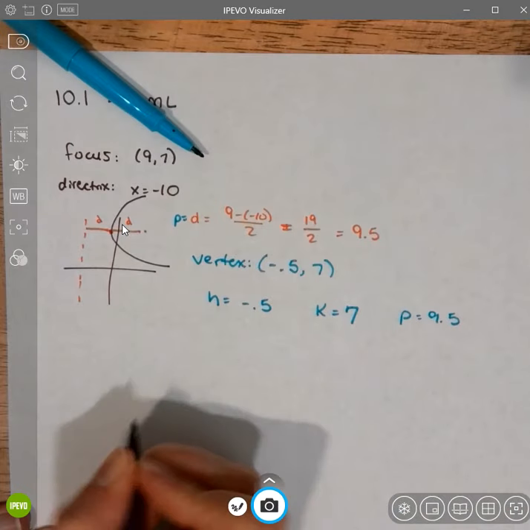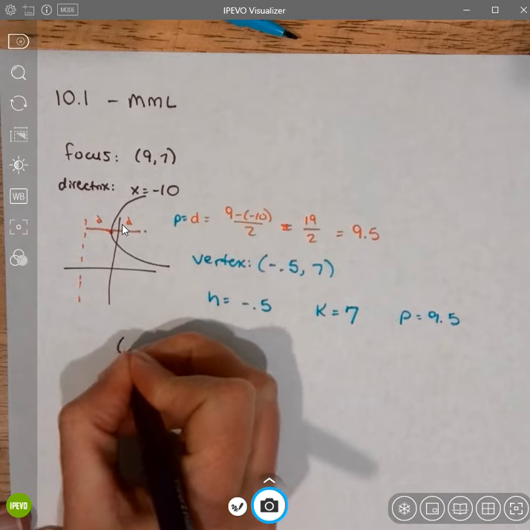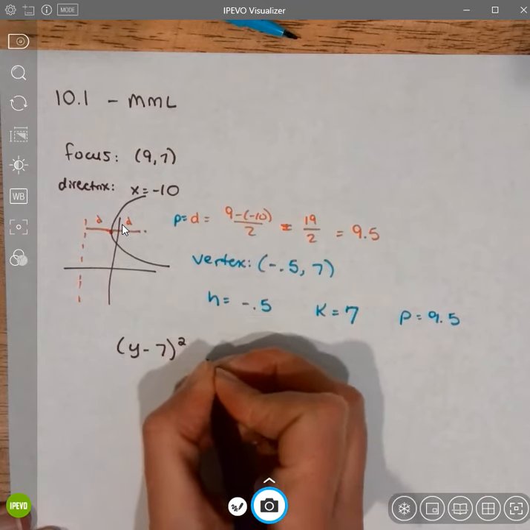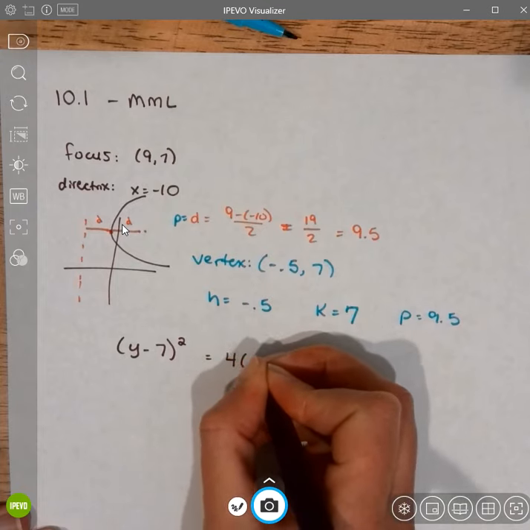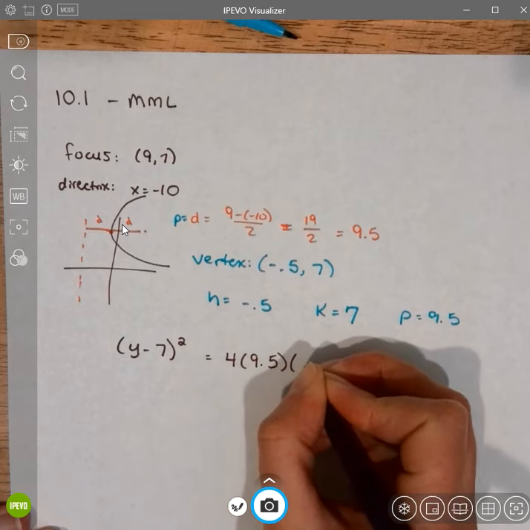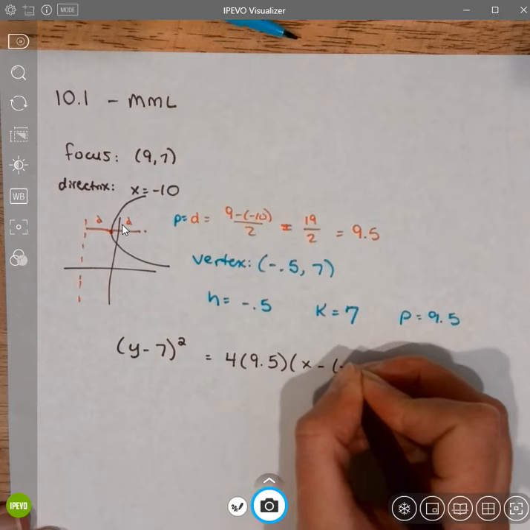All right. So the equation for this should be, it's going to have the y squared because we're a sideways parabola. So y minus the y-coordinate of the vertex, 7, squared, equals 4 times p, 9.5, times x minus -0.5.